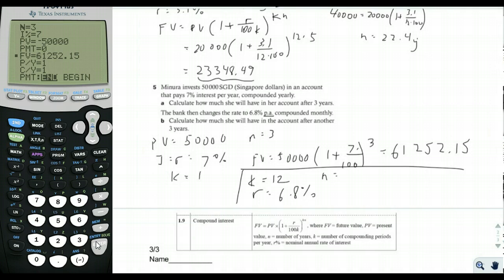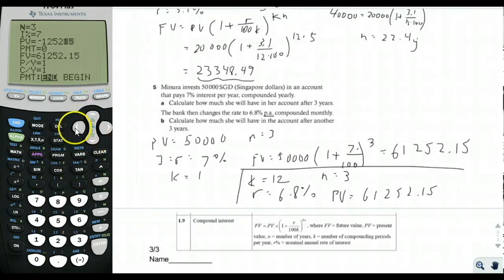So you could use n equals 3, but now you have to make sure that the present value is going to be 61,252.50. You can't put the original amount there because for the first 3 years the rate was 7%. Now it's going to be 6.8% with k equals 12. So the present value we're going to change to 61,252.50.